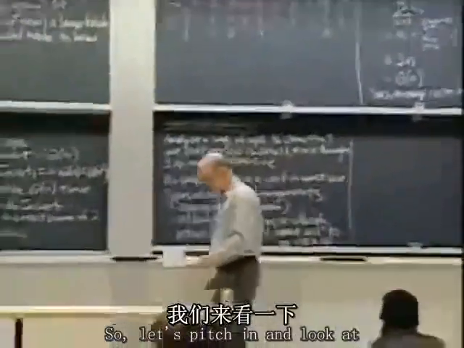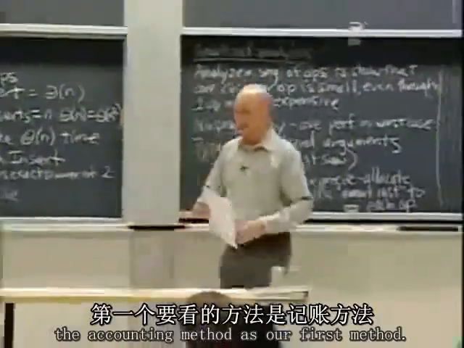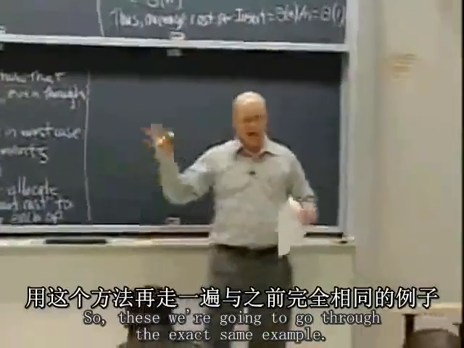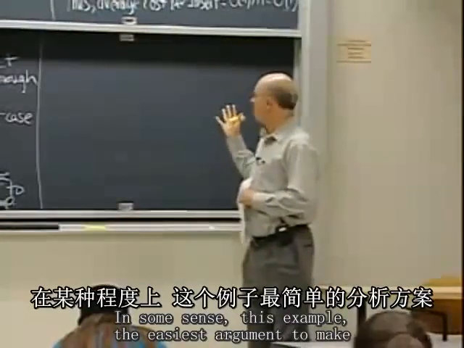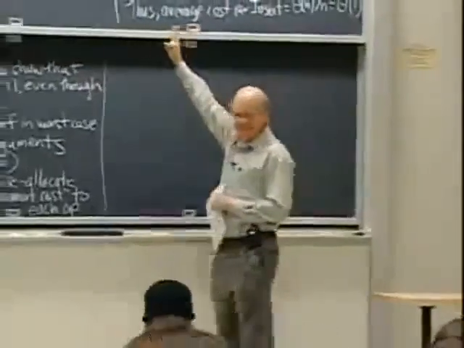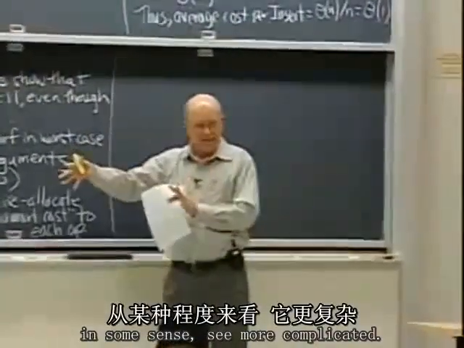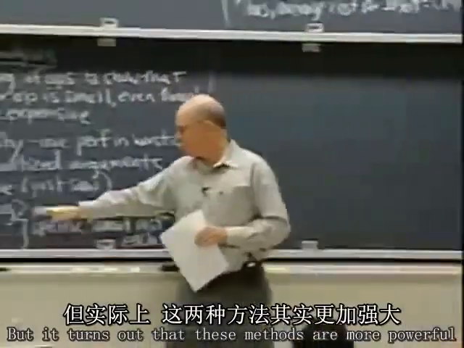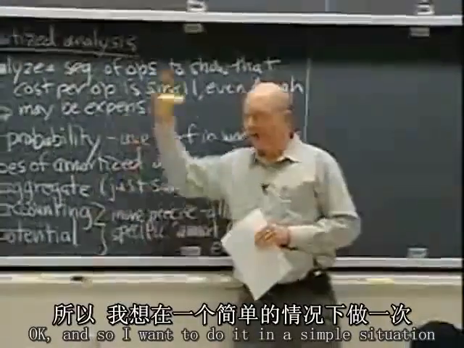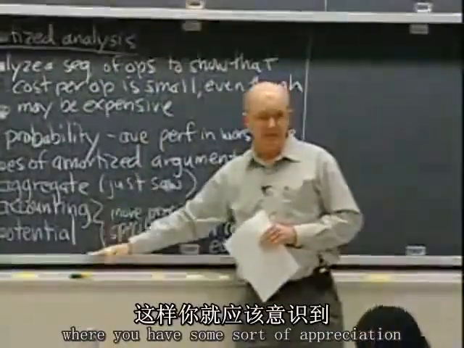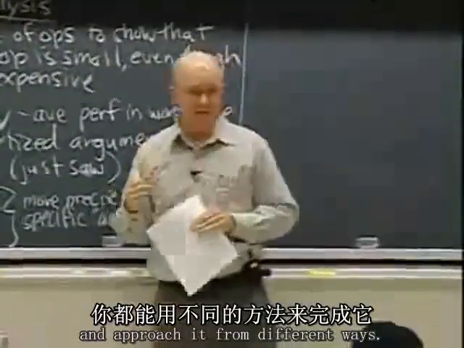So let's pitch in and look at the accounting method as our first method. We're going to go through exactly the same example. In some sense, the easiest argument to make here is the aggregate analysis. We're going to get into arguments that seem more complicated, but these methods turn out to be more powerful in many circumstances. I want to do it in a simple situation so you have some appreciation that you can look at any particular problem and approach it in different ways.